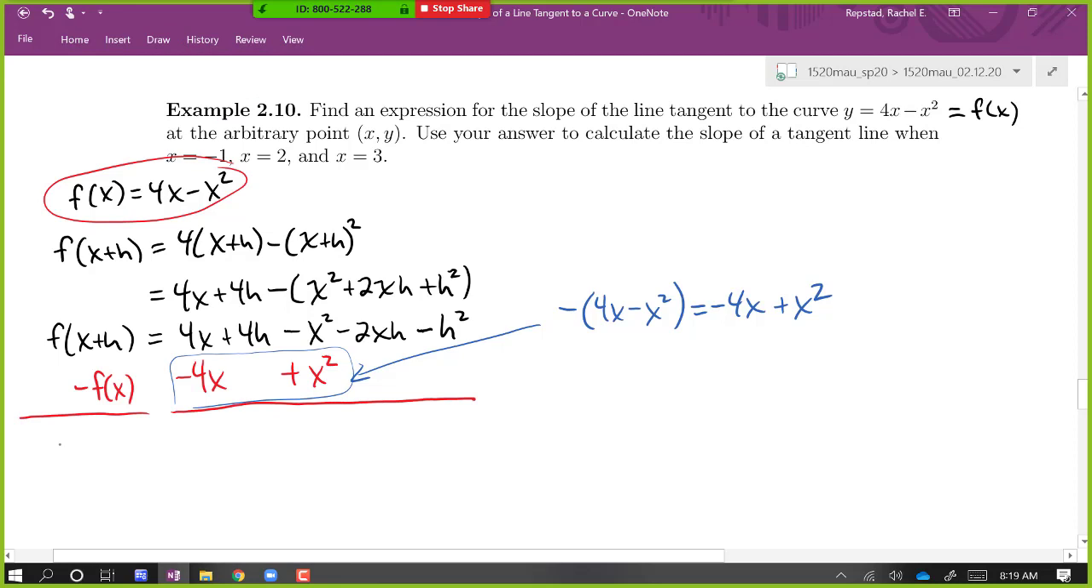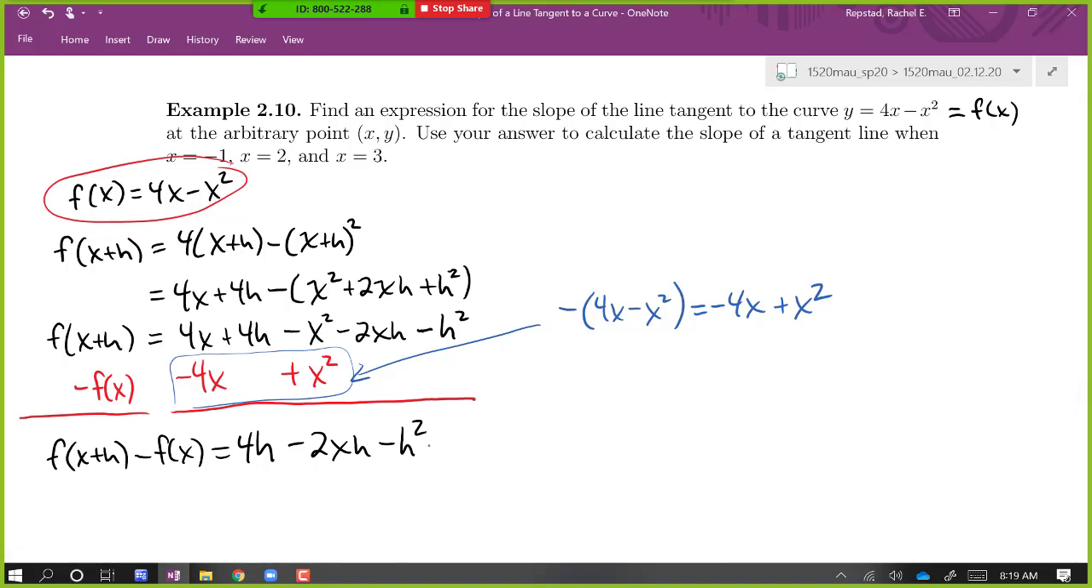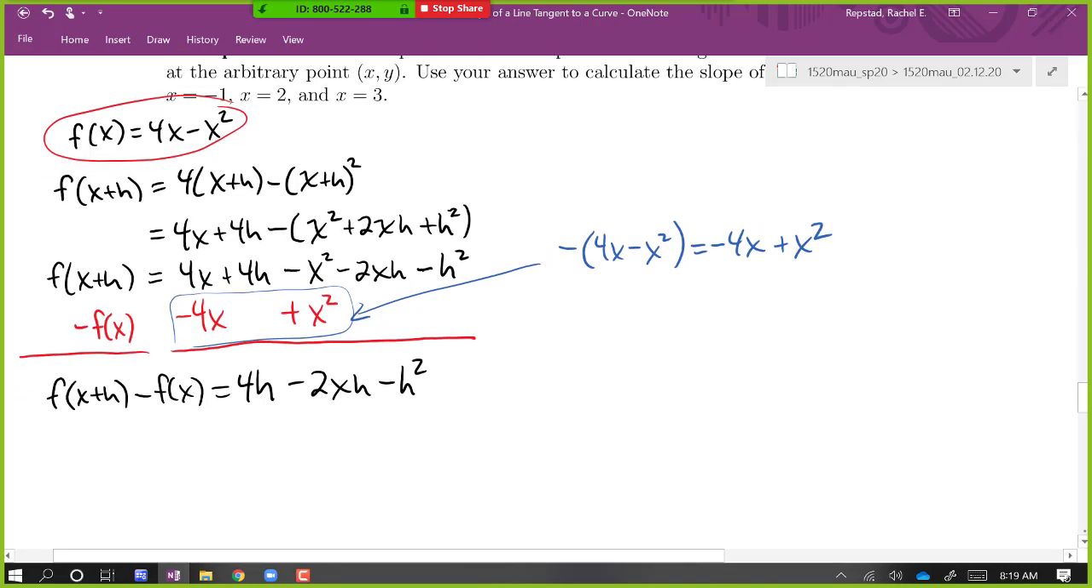On the left, we have f of x plus h minus f of x. On the right, the 4x minus 4x, those cancel. I've got this 4h, minus x squared plus x squared, those cancel. I got minus 2xh minus h squared. So this, I think, is all of the side algebra that we need to do. All of this is to get us ready to set up and evaluate this limit.